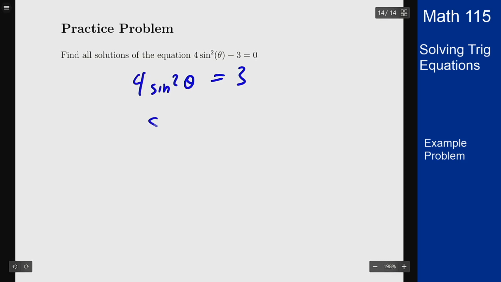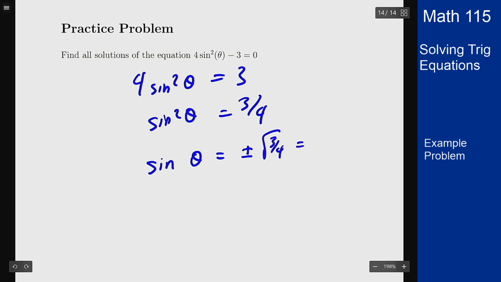Dividing by 4 gives me sine squared of theta equals 3/4. Taking a square root of both sides gives me that sine of theta must equal plus or minus the square root of 3/4, which is the same thing as plus or minus square root of 3 over 2. Now we know what values of theta solve this equation, right?